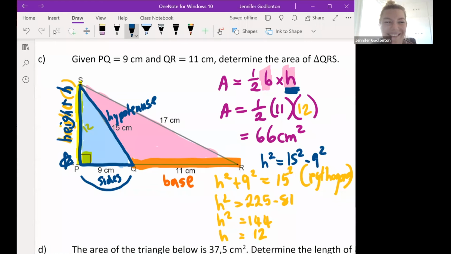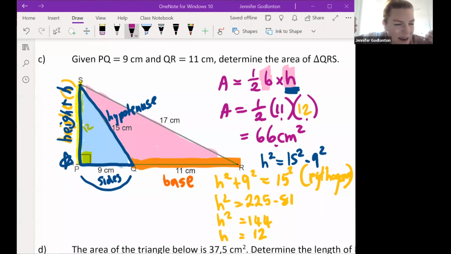Okay, ma'am. Cynthia, how can I help? Hello, ma'am. So you said that it's 1/2. How did you get 66 centimeters? So it's just all of this multiplied together. So 1/2 times 11 times 12 gives me 66. Oh, okay, thank you.